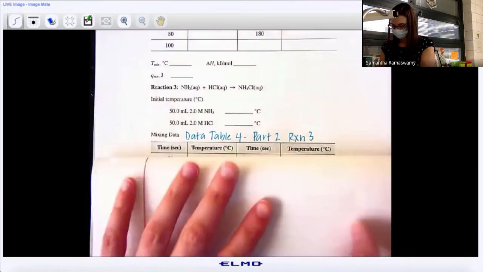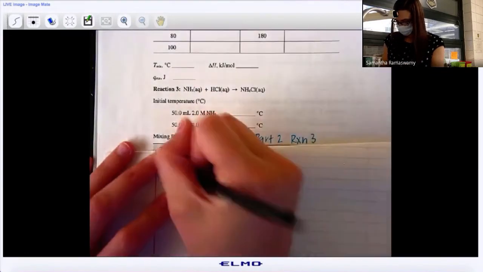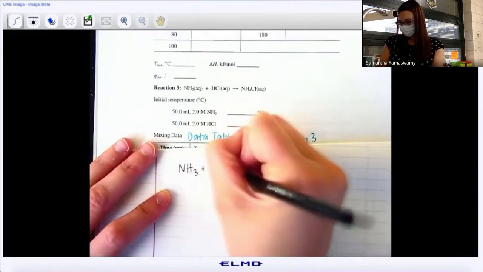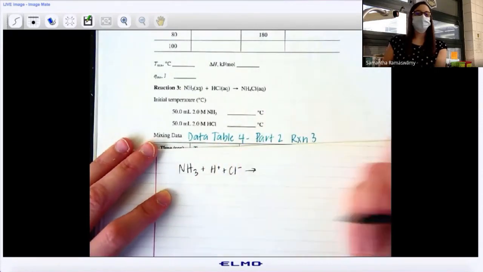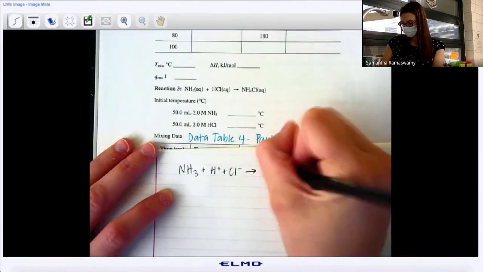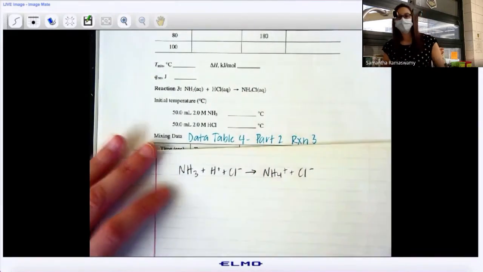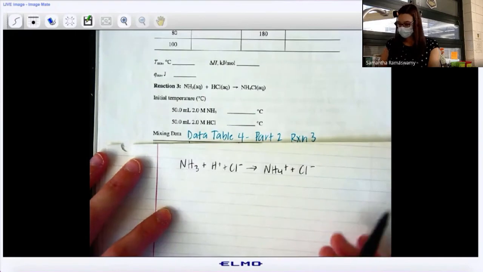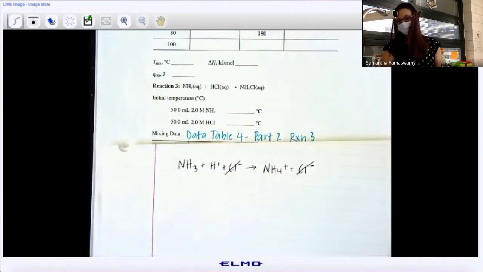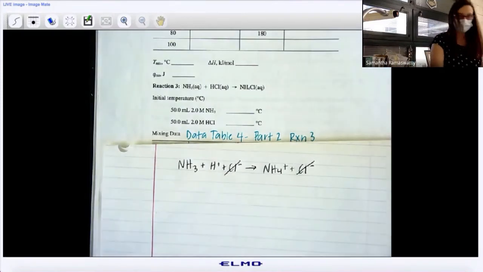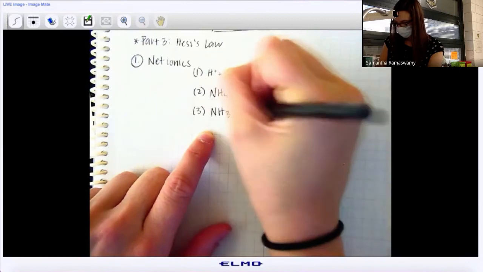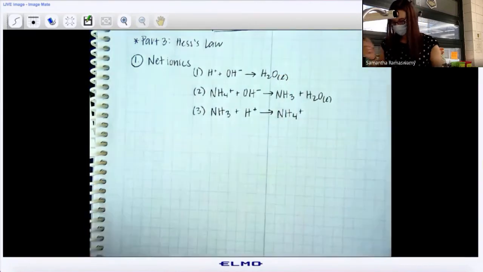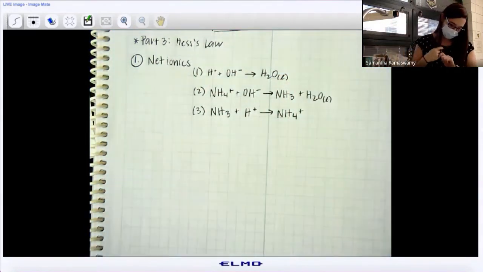So we have NH3. HCl, we've already said, is a strong acid. And NH4Cl is ammonium chloride. It has ammonium in it. It's going to break apart. Do we have any spectator ions here? Is there anything that can cancel out? Cl. So our net ionic equation is NH3 plus H plus yields NH4 plus. So NH3 plus H plus yields NH4 plus. So there's our net ionic equations.